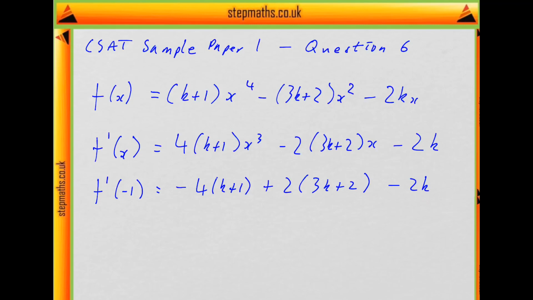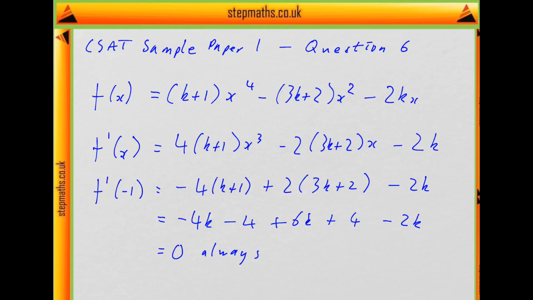And now we can just expand out and simplify to get something in terms of k. When we do that, we get minus 4k minus 4, plus 6k, plus 4, minus 2k. We can see the k's actually cancel to give 0, and the numbers also cancel to give 0. So this is always 0. So there's always a stationary point there. We just need to check when is it a maximum.